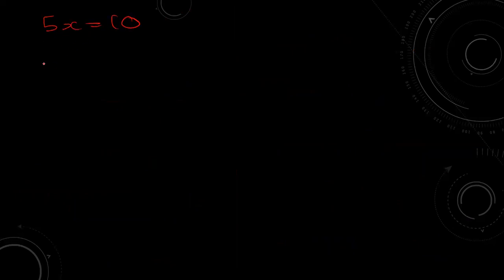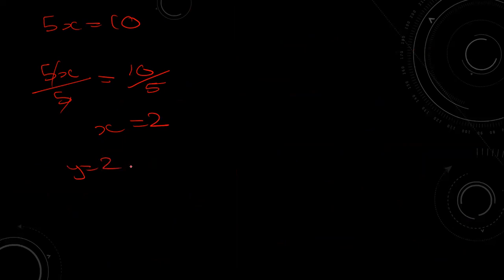Now we'll divide both sides by 5 to get x. 10 divided by 5 is 2. So x is also 2. So y is 2, and x is also 2.